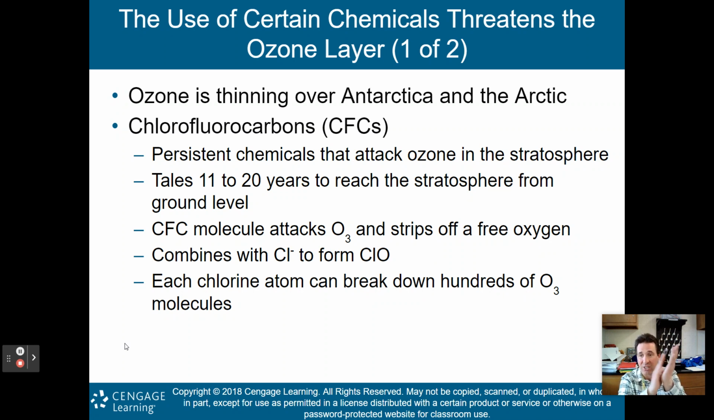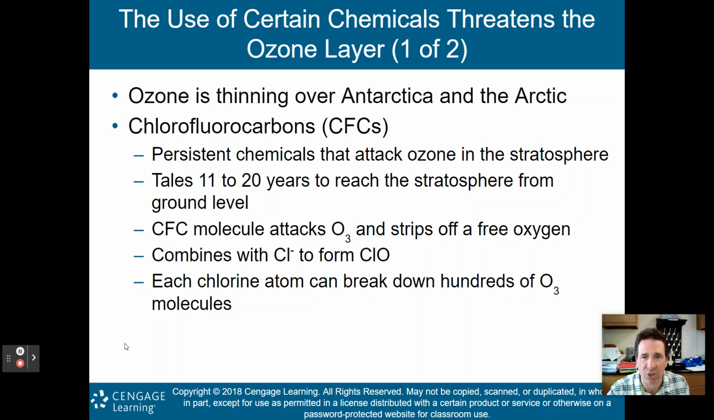So again, another positive thing we did, we realized in the 80s we were ruining the ozone hole, ruining our protection from cancer-causing ultraviolet radiation. We got together as a world community and we banned the use of these chlorofluorocarbons, which has now caused the ozone hole to actually get smaller. But what are these chlorofluorocarbons?